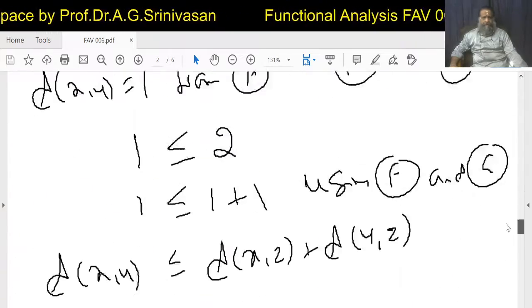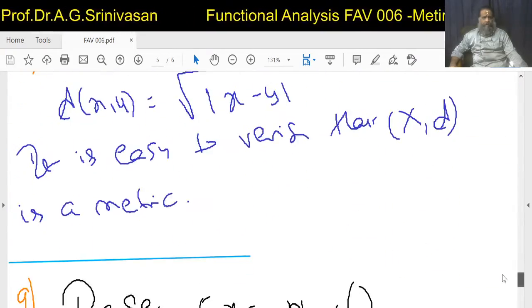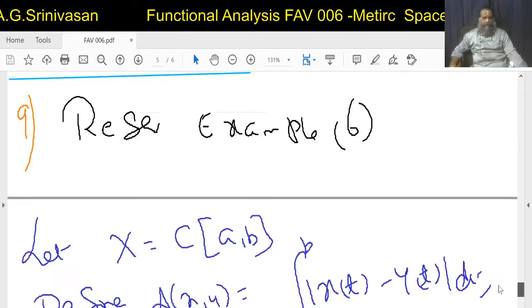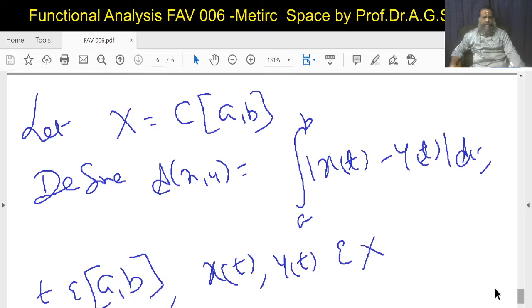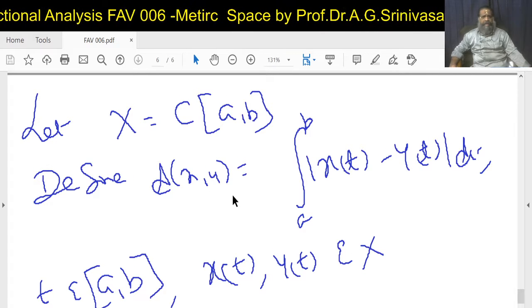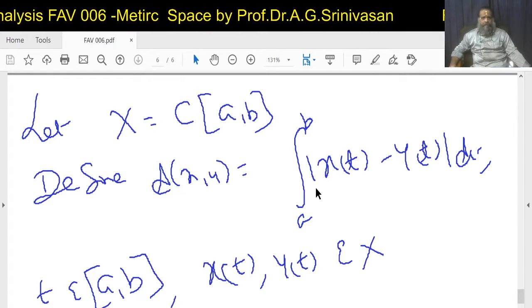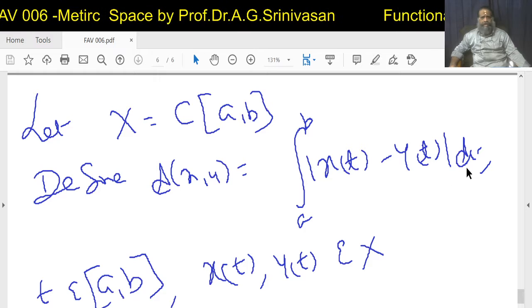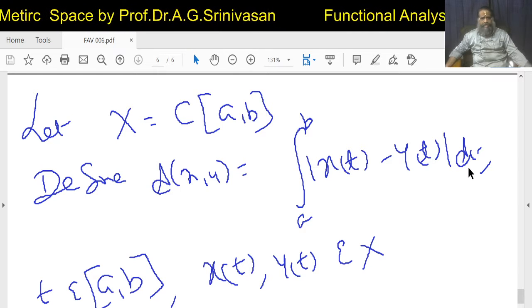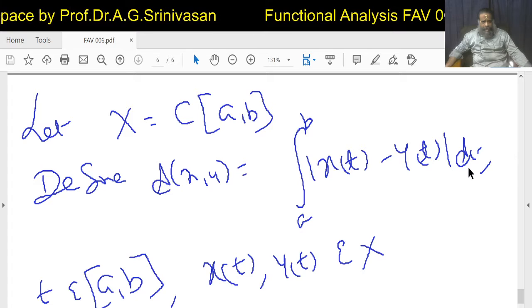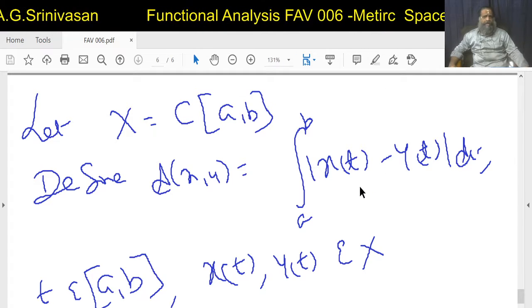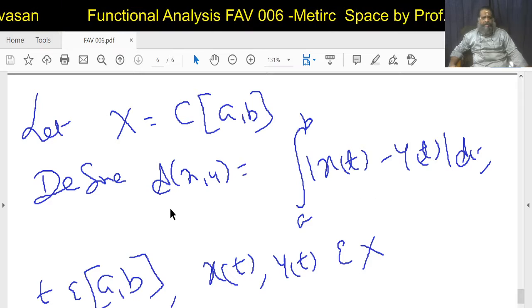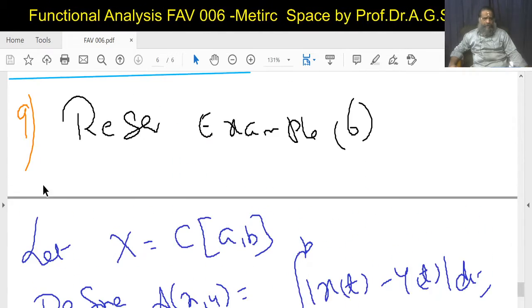So let us now take the next example, number 9. Okay, refer to example 6. This is C[a,b]. Let X equal C[a,b]. Define d of x comma y as the integral from a to b of modulus x of t minus y of t dt. Because they are continuous functions, they are Riemann integrable in some sense. So we can easily get the value of this, which is finite, and easily show using the modulus property that this d is also a metric. This is example 9.